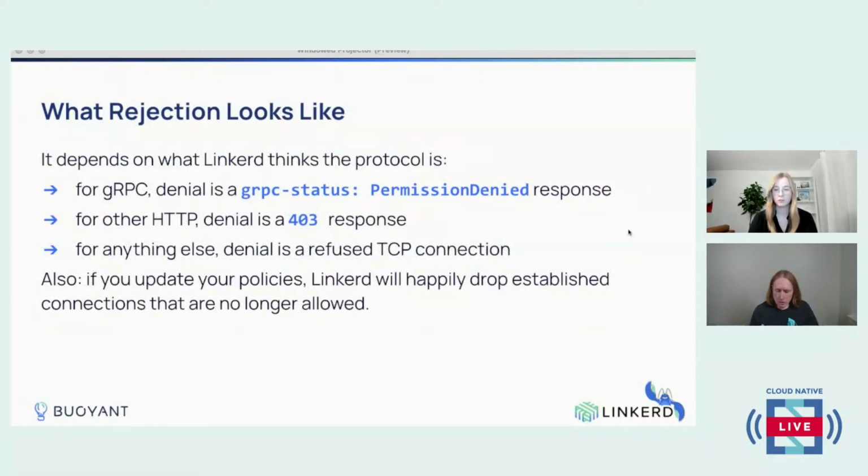Okay, we have talked about things getting rejected. The nature of rejection for Linkerd depends on what Linkerd believes the protocol is. gRPC will get a permission denied gRPC status. HTTP otherwise will just get a 403. And if Linkerd doesn't know that it's one of these protocols, then it will just refuse the TCP connection. Also very important, if you change your policies and restrict traffic that was previously allowed, if there's ongoing traffic that used to be allowed and is now denied, Linkerd will summarily drop the connections. And it won't really do a lot with it because there's usually not a lot it can. It'll just drop the connection and off you go.